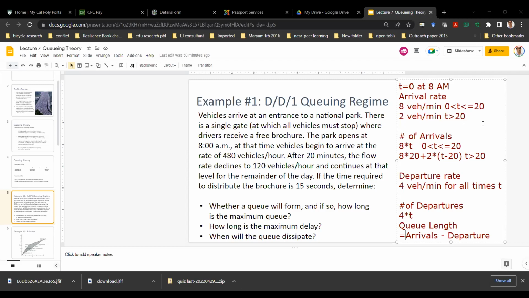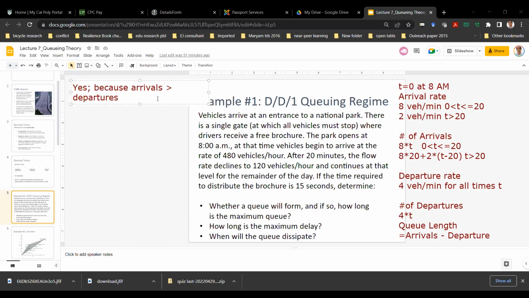Okay, and I can see that between t equal to 0 and 20, 8t exceeds 4 times t. So I will have a queue. Yes. So the answer to this question is yes, there will be a queue, right? Because arrivals exceed departures. So I will have a queue. Yes, that's true.